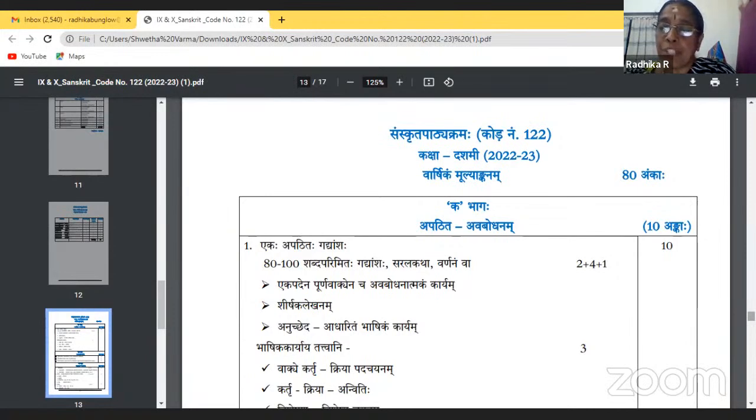And we have to train them in Visheshana Visheshya, Kartrikriya, then Viloma and Paryaya Shabdaha for the unseen passage. Tell them to read the passage thoroughly, find the answers and write. There are 10 marks: 2 plus 4 plus 1 and 3. There are options for the questions. Out of 3, they can write 2.